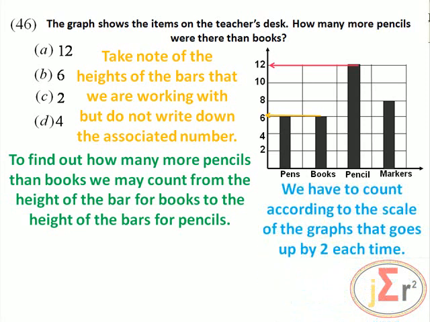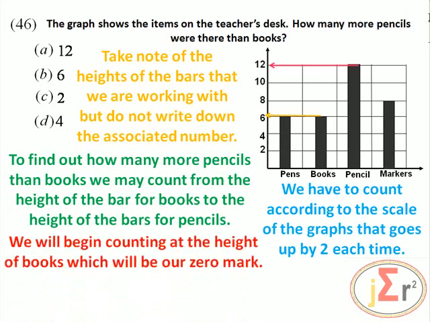We have to count according to the scale of the graph that goes up by how many each time? 2. Right. 2, 4, 6, 8, 10, 12. Going up by 2 each time. That is what we have there. But in order to tell the difference between the two of them, or by how much one is greater than the other, or how many more pencils were there than books, what do we do?